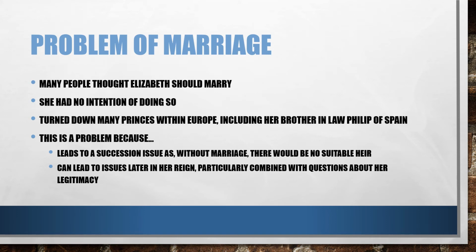So this turns into a problem for Elizabeth because it leads to a succession issue, as without marriage there would be no suitable heir, and therefore that would lead to issues further in her reign, particularly combined with questions about her legitimacy. In the event that Elizabeth died, in which she almost did with regards to a bout of smallpox early in her reign, who would actually take over from her if she did die early on.